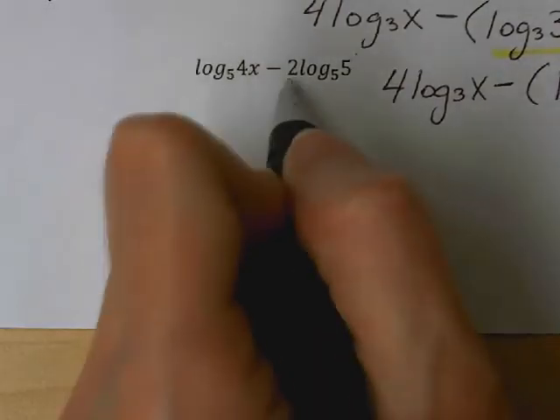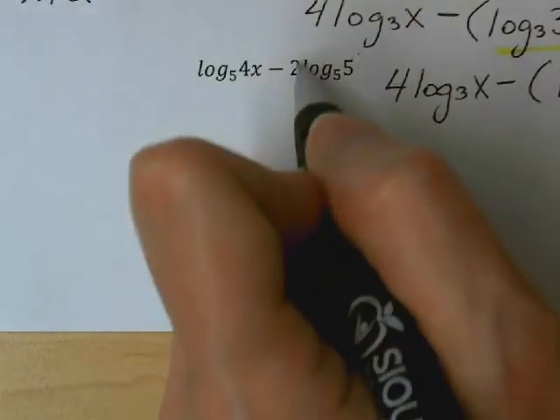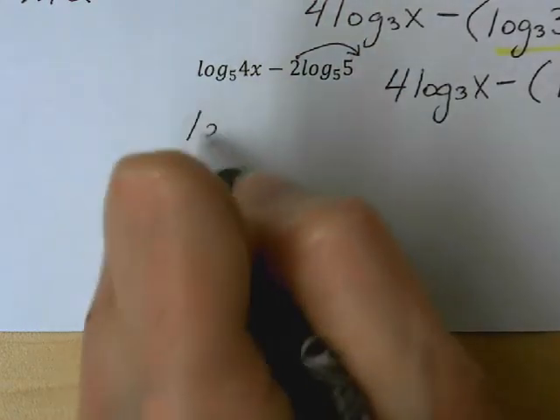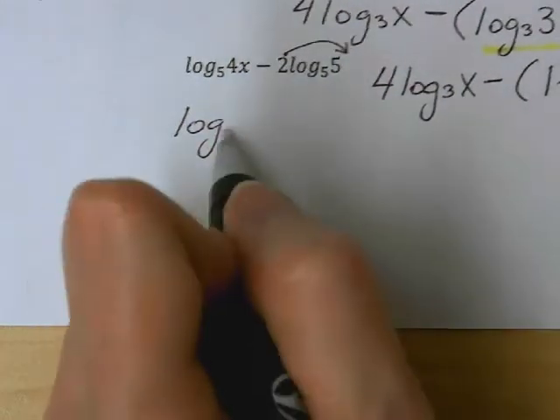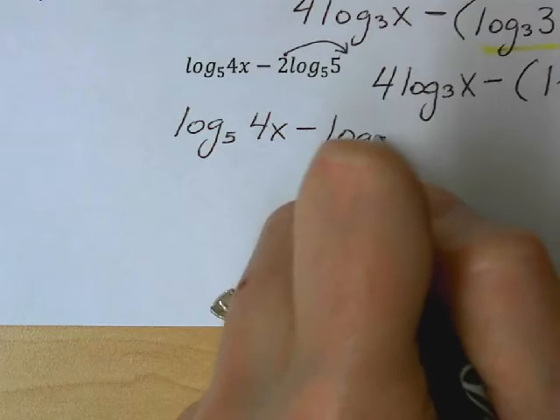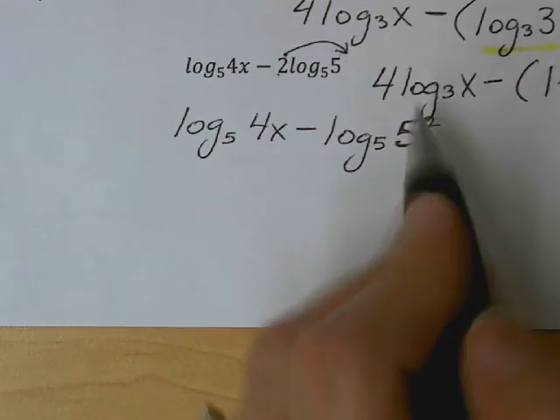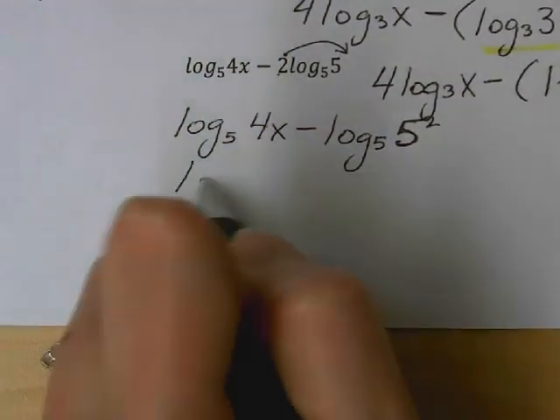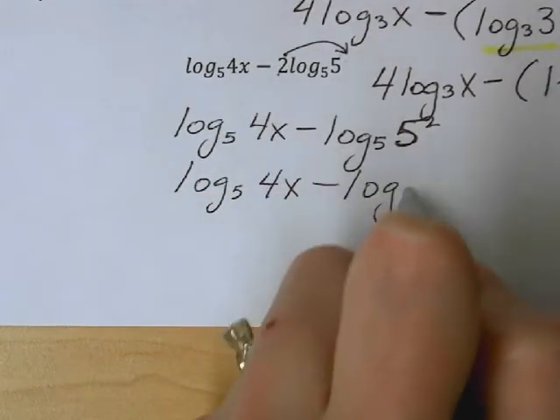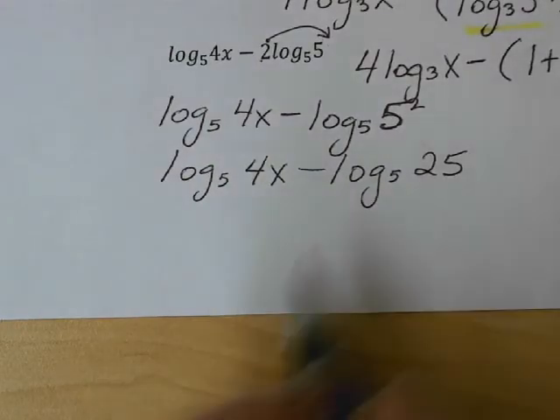Okay, so again, I would probably look for the power property first. Over here, I see a 2 in front of this, so I'd put that back over here. So I have log base 5 of 4x minus log base 5 of 5 squared. See that 2? I can put it back as 5 squared. Ooh, what's 5 squared? Yeah, we could actually put the answer for that then. Good job. So log base 5 of 25. Yeah, 5 squared, that's 25. You can actually do that.